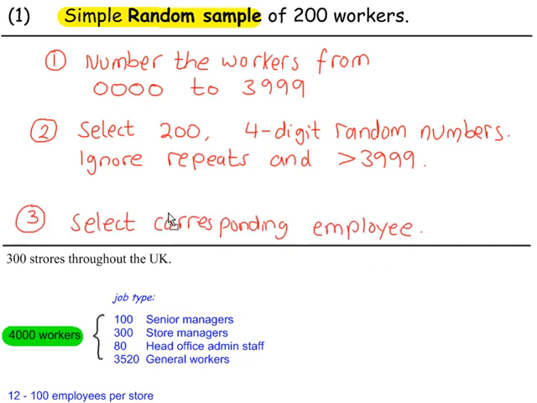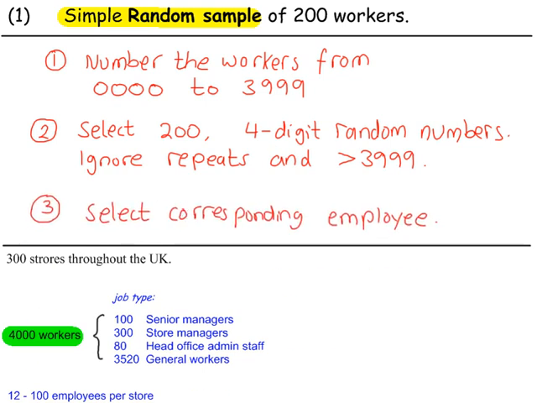And then step 3, select the corresponding employee. The advantage here is that it's unbiased. The disadvantage, these 200 workers are going to face interviews from the HR department from this company, but the interviews are face-to-face. So the HR department has to travel out across the UK to all of these different locations to interview these 200 workers. And that can be a lot of travelling. That could be expensive and time-consuming.